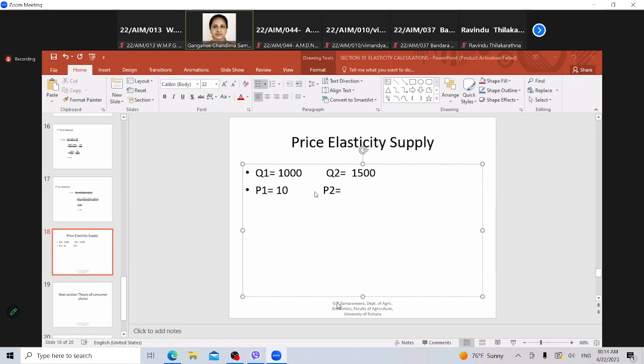Very good students are asking questions, isn't it? Ravindu again saying price is low. That means you are telling P2 should be less than 10. How about others? What is the logic in supply? Please remember the supply curve we studied in detail. Yes, Hashani is very good.